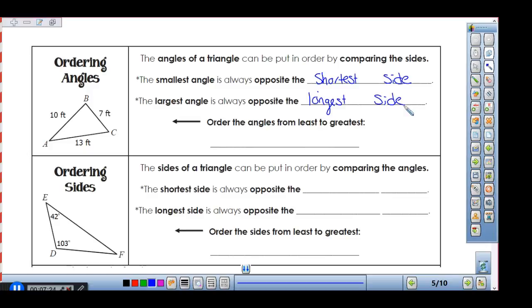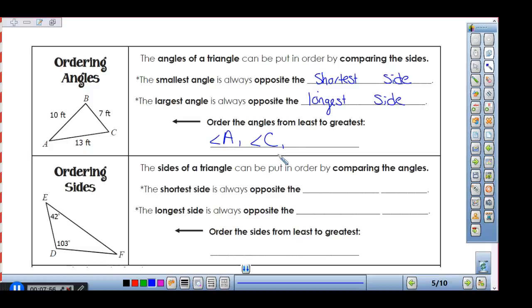Okay, so if we order these angles from least to greatest, where's my shortest side? BC, which is 7. So the angle that's opposite 7 is A. So angle A is going to be my smallest angle. What's my next shortest side? AB, or 10. So what's across from 10? Angle C would be next.